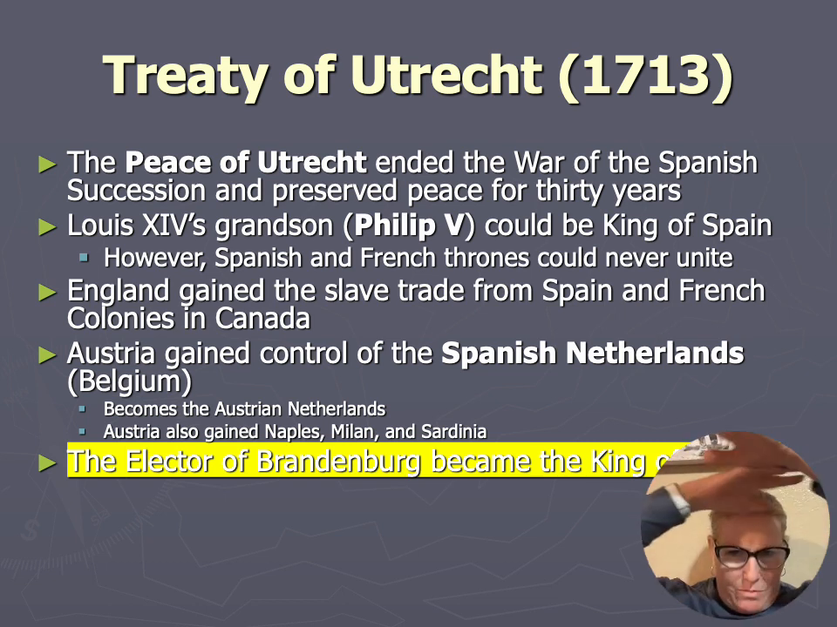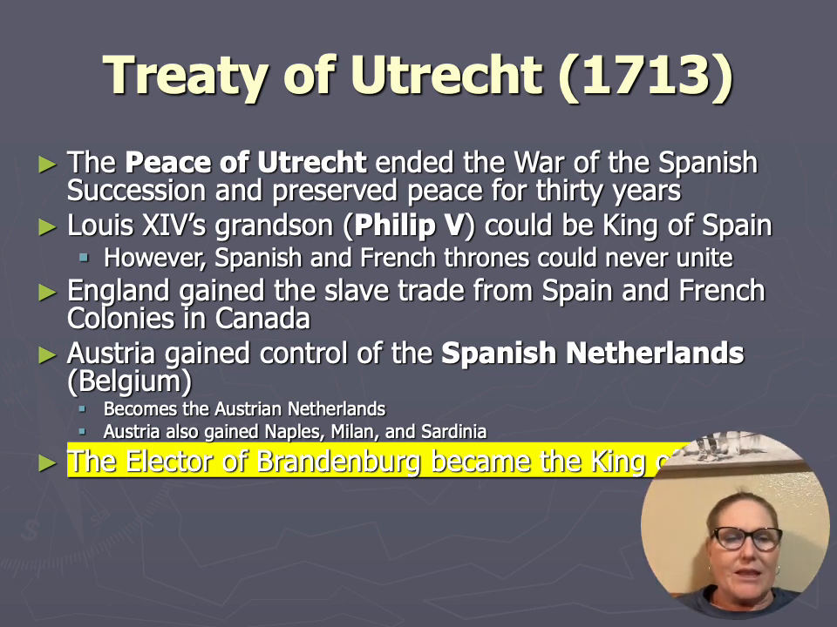Big picture, context. The Peace of Utrecht, which we've already done, ends the War of the Spanish Succession and preserves peace for 30 years. Louis's grandson, Philip V, can be King of Spain, but the Spanish and French thrones can't unite. England gets the slave trade. Austria gets the Spanish Netherlands. Are you ready? The Elector of Brandenburg becomes King of Prussia. King. Okay, that's where that comes from.